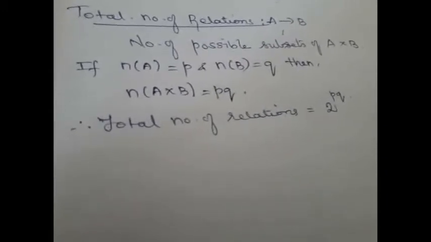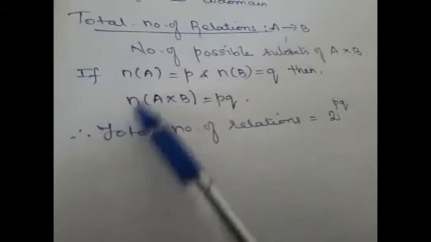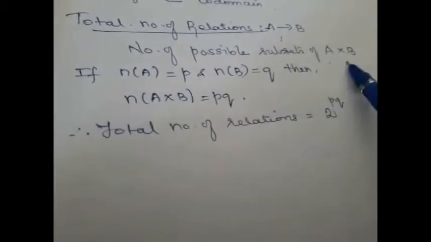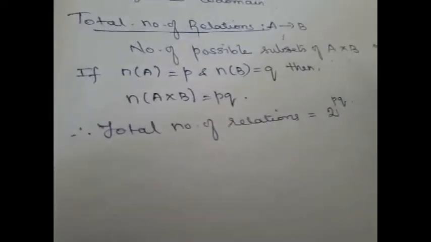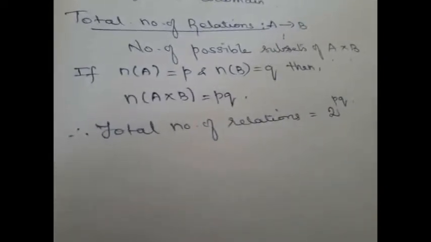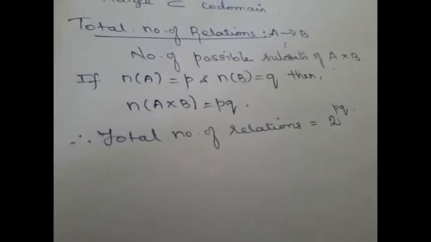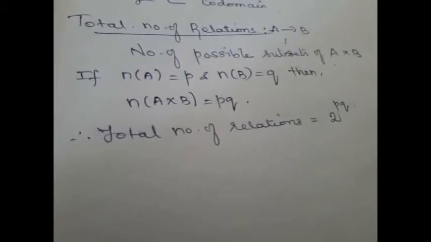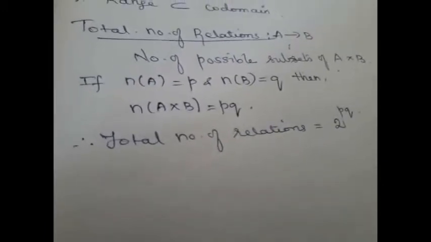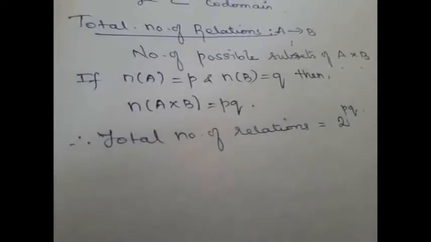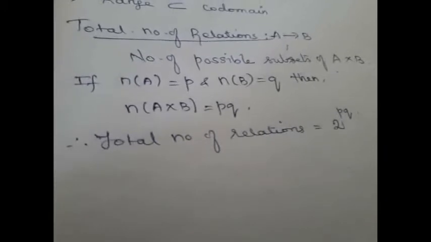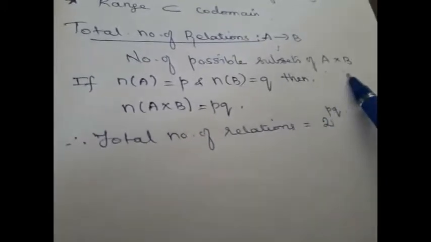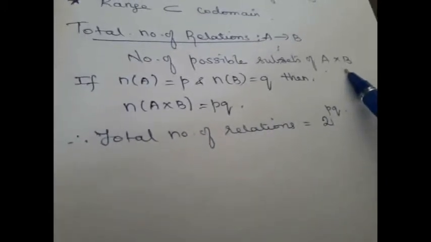Because a relation is nothing but a subset, the total number of relations is nothing but the number of possible subsets of A cross B. An unrelated relationship we cannot define on two sets, right? Based on the elements of the sets only, we are going to define some relationships so that we can extract a few elements. So how many subsets can be extracted from A cross B?